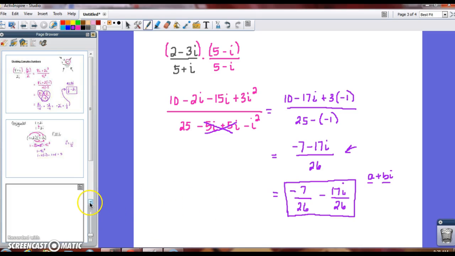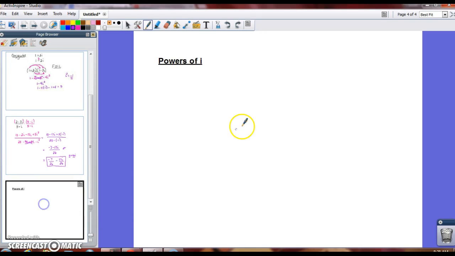Okay, the next thing we're going to talk about is powers of i. This comes in really handy when you're simplifying something with different powers of i. The great thing about i is that it goes in cycles of 4. Think about this: i to the 0 power is just like anything else to the 0 power. It's just going to equal 1.